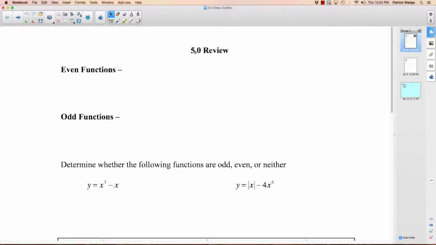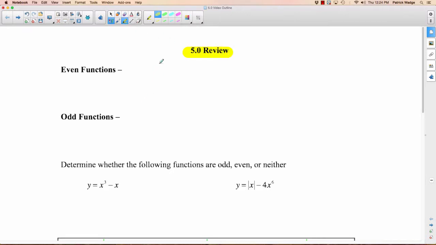On to chapter 5, and we're going to start by doing some review. So I've called it 5.0 review. Some of this review is from earlier in the course, and some of this review is from previous years of mathematics. So let's start by talking about even functions.